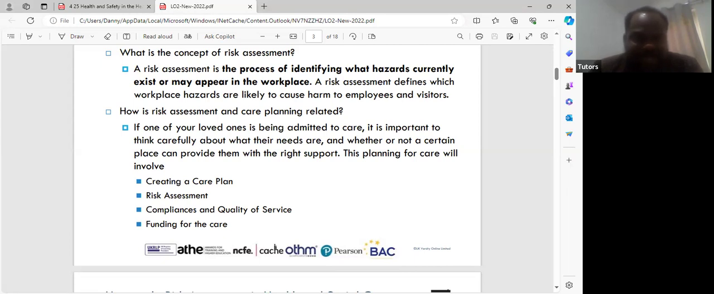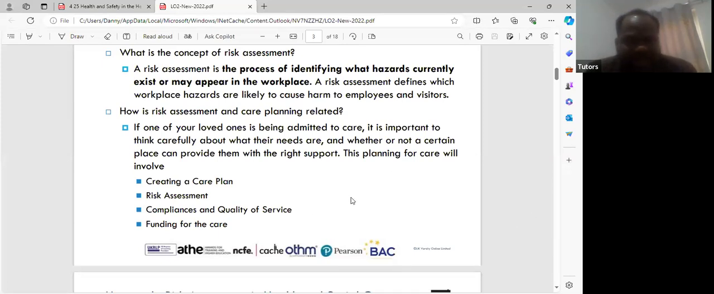Hazard is a likelihood of something to occur. We mentioned all these things, but it's important that we look at what then is risk assessment. In risk assessment, we have to identify what hazards currently exist or may appear in the workplace. So in risk assessment, we are identifying unforeseen hazards or accidents that may occur, and then putting measures in place to mitigate or prevent those hazards or accidents from occurring in the workplace.